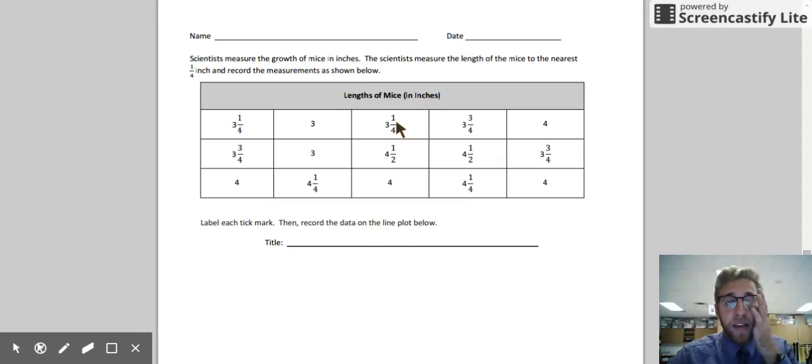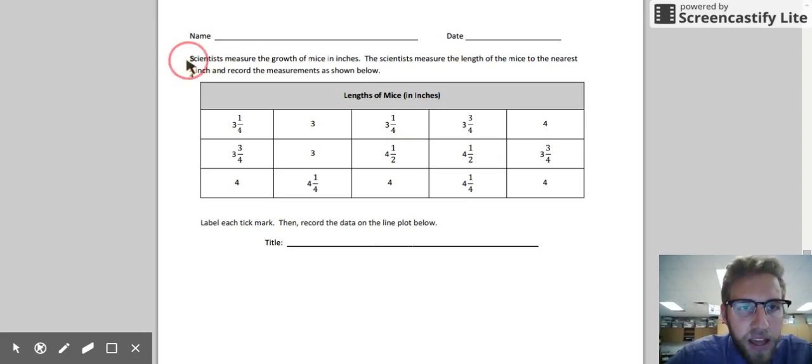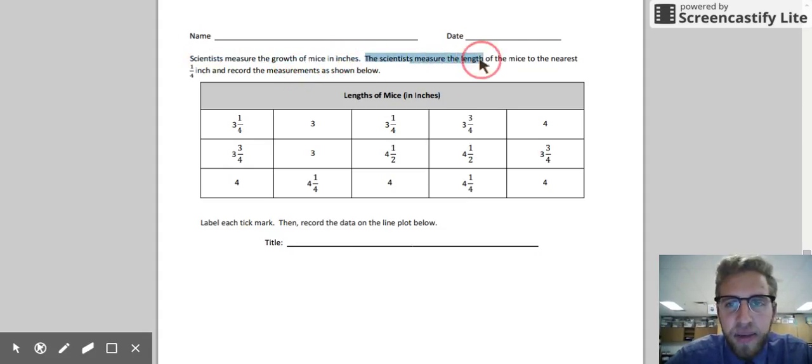So the directions here say, scientists measure the growth of mice in inches. The scientists measure the length of the mice to the nearest 1/4 inch and record the measurements as shown below. So scientists are measuring the growth of mice. They're measuring how big mice are getting. And it says, in this case, they're measuring the length of the mice. As you can see, the title of this thing down here, our data chart. We've been working with data charts the past couple days. This data chart says lengths of mice.